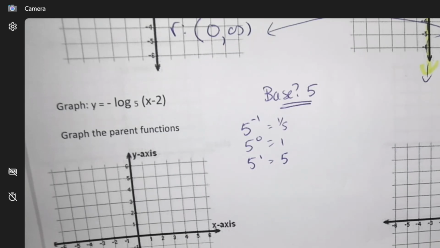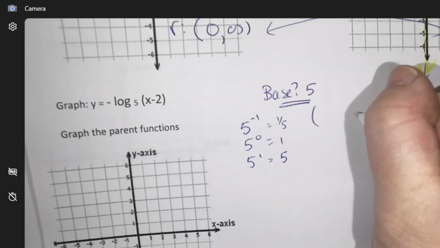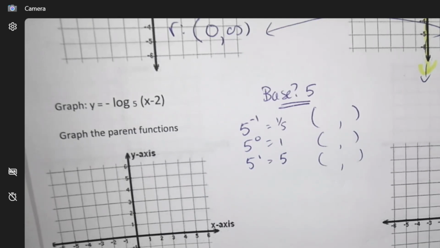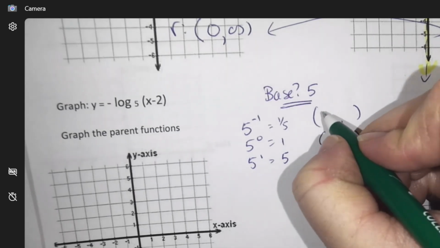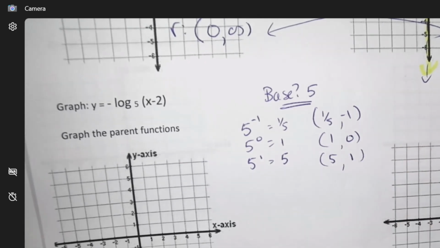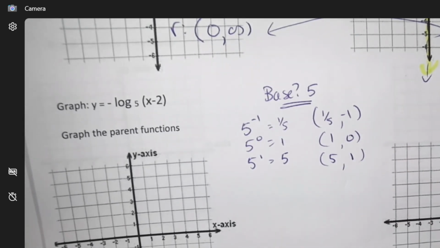Okay, because this is a log, how do I write log points? So you have two choices, exponent result or result exponent, because it's a log. Okay, because it is a log, we are going to write it as a result, comma, then the exponent, because in a log equation, we always are like equals the exponent at the end.